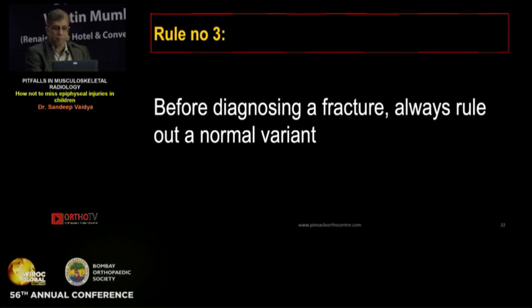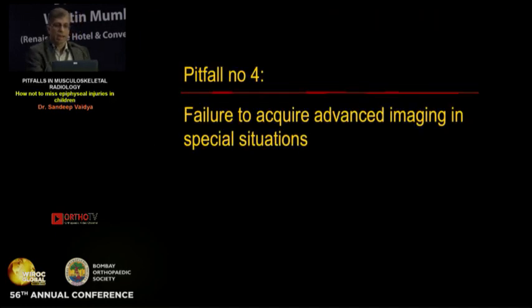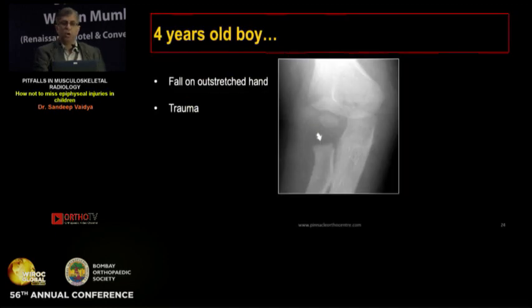So this brings us to rule number 3, that whenever you diagnose a physeal fracture, always rule out a normal variant. Consider that the injury in question might be a normal variant and not actually a fracture. The last pitfall that I'm going to discuss is failure to acquire advanced imaging in special situations. So for example, consider this X-ray: a 4-year-old boy, fall on outstretched hand and trauma to the elbow joint. The X-ray looks perfectly normal.